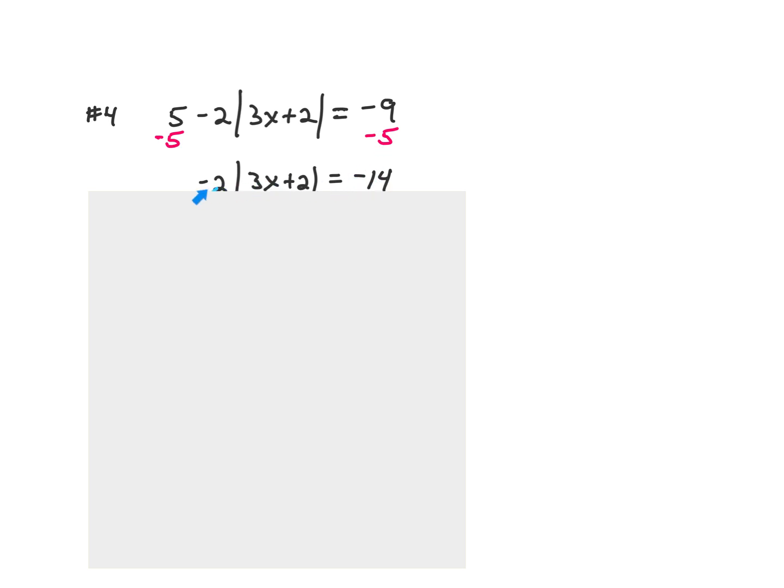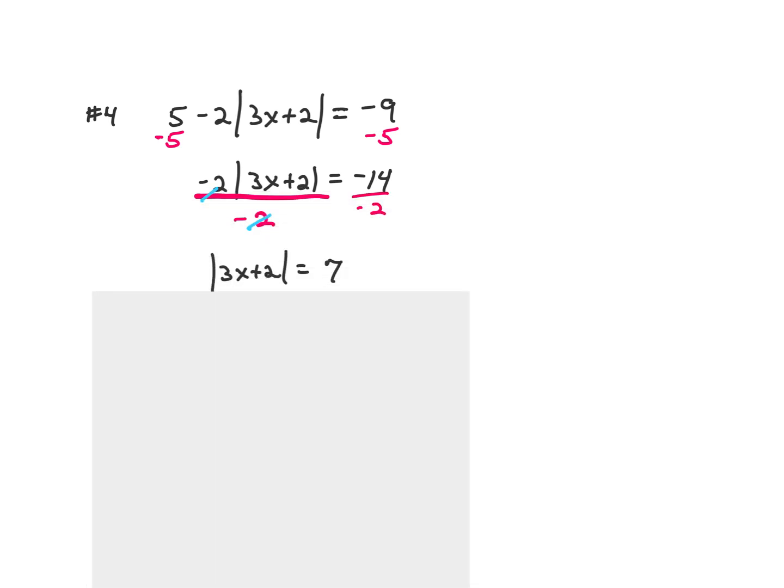Now we have to begin the process of solving this. Again, this negative 2 is being multiplied by all of this, so we could actually cancel that negative 2 by dividing by negative 2. So we'll divide both sides of this equation by negative 2. And when we do that, we end up with the absolute value of 3x plus 2 equals 7.